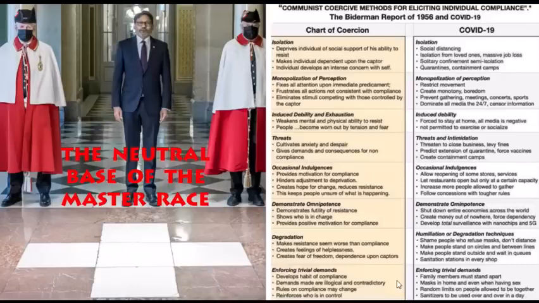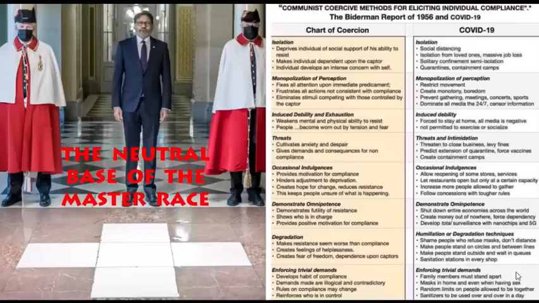So the last one, 8, enforcing trivial demands. Family members must stand apart, masks in home, and even when having this here, random limits on people allowed to be together. Sanitizers to be used over and over in a day. Yeah, it's like in the prison. Stand here, stand there, do this, don't do this. You know, enforcing trivial demands. It's trivial because, you know, it doesn't make sense, you know. So all the 8 Bidermans, you know, 7 billion humans were slapped around with it, you know.